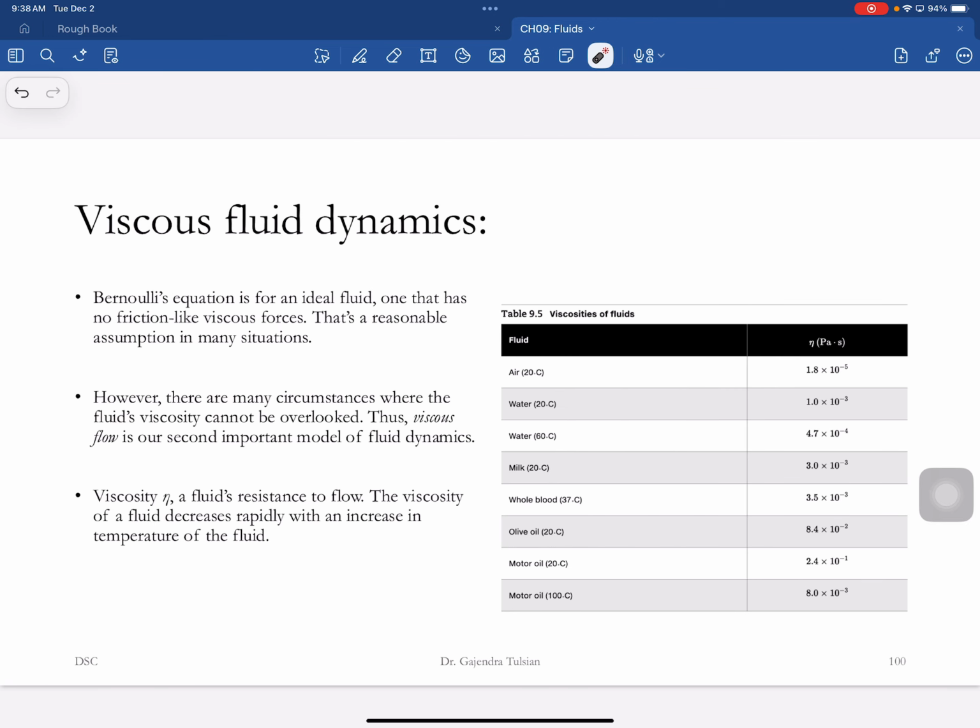Now we'll take into account viscosity of a fluid. Viscosity is friction in a fluid. You all know intuitively, which flows easier, water or oil? Water flows easier, so water's viscosity is less. And also for a fluid, if you heat it up, then its viscosity will increase or decrease? Decrease.